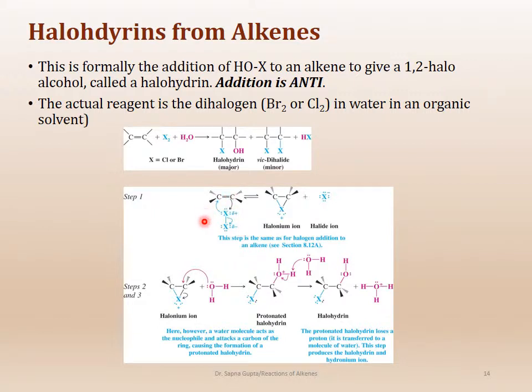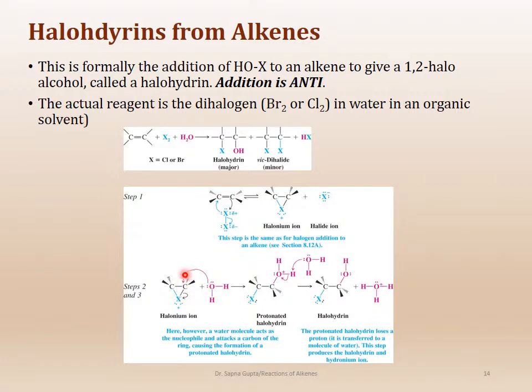The first reagent to react is the halogen, not the water. So the alkene will react with the halogen to give the halonium ion, which remember could be a bromonium or chloronium ion. So you form this kind of three-membered ring. Once the three-membered ring is formed, then in comes the water, and it attacks from the backside, and that's how you get the anti-addition or trans-addition, where the groups are on opposite sides.